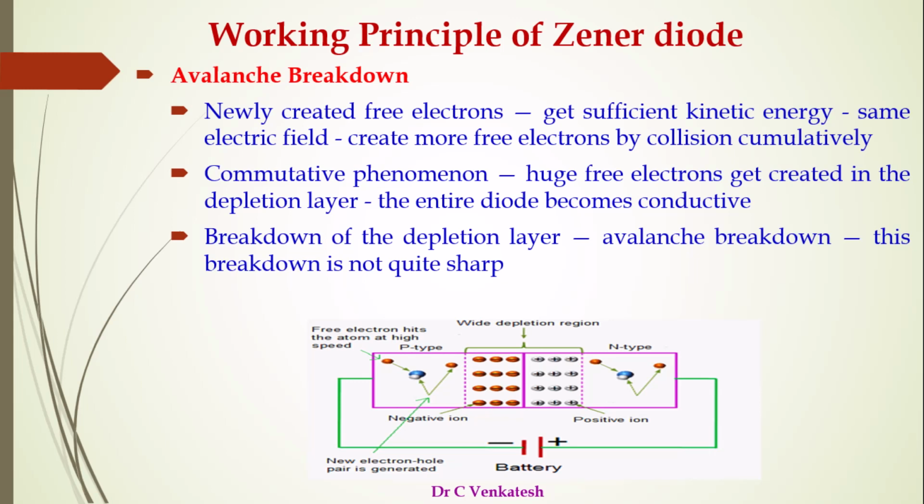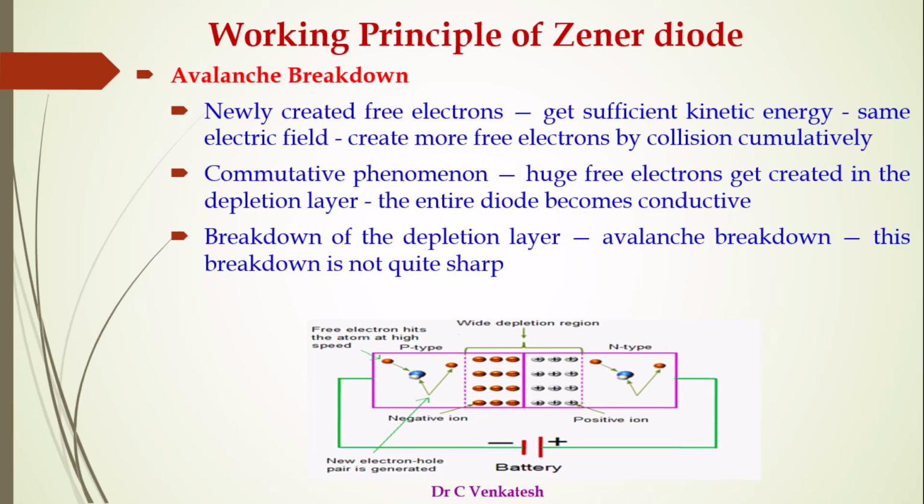At this point, the entire diode will become conductive. That is, when more number of electrons are there, there is a free movement of electrons, then current flow takes place. This type of breakdown of the depletion layer is known as avalanche breakdown. But this breakdown is not quite sharp.